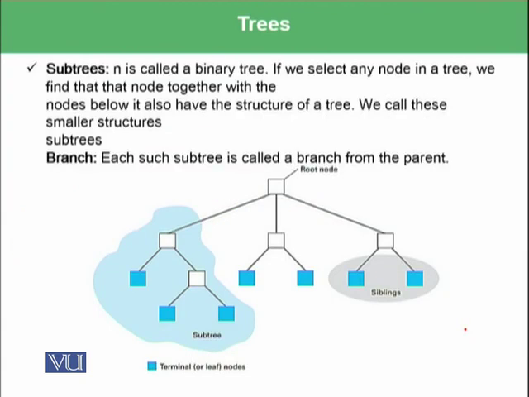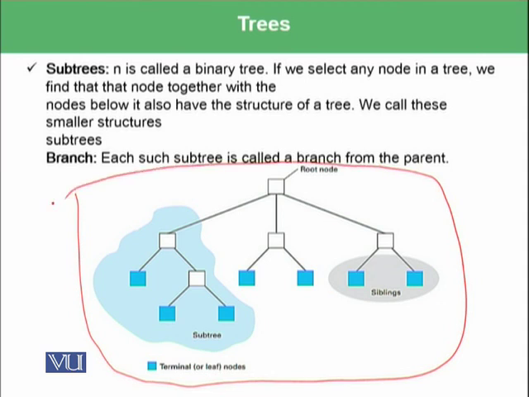There is another concept known as a subtree. If we select any node in a tree, we find that that node together with the nodes below it also has the structure of a tree. We call this smaller structure a subtree. For example, we have made one big tree in this diagram, and we selected this node as a root node, and then we said that this one is a subtree having its root node over here, and each subtree is called a branch from the parent node.